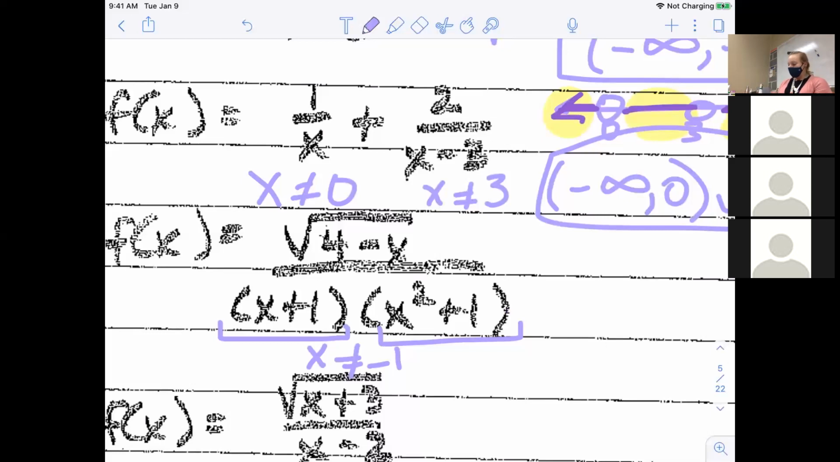Okay, on the numerator, I have this big radical. If we're only dealing with real numbers, what cannot be under my radical? Negative. Can I have 0 under my radical?